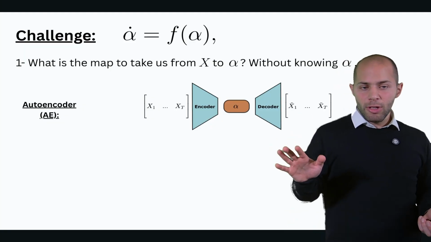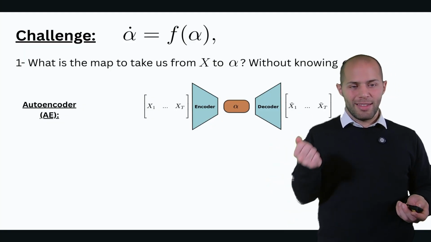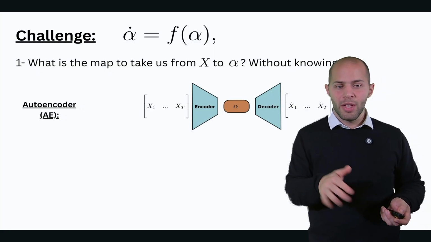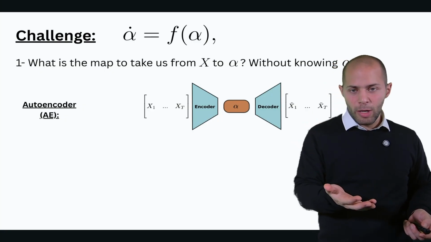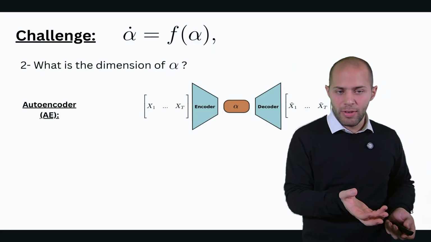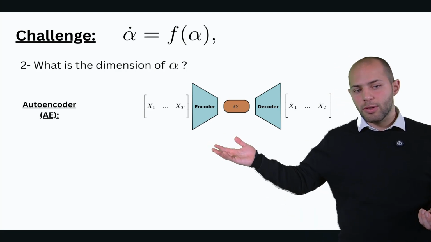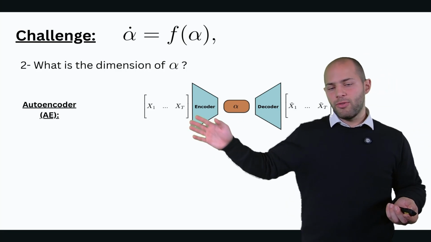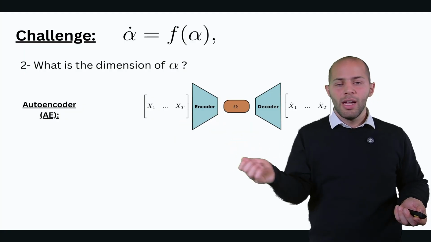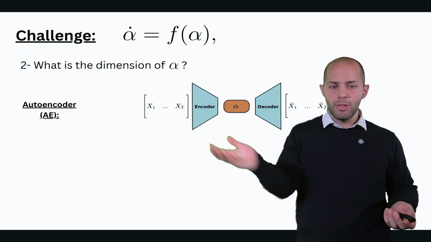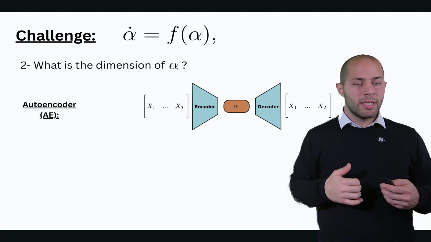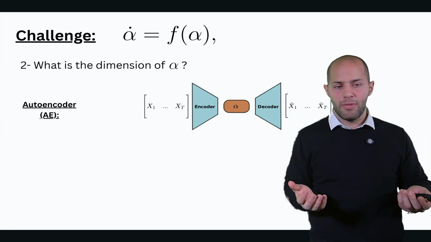Now, this solves the first question, which is how to find the map that takes us from X to alpha, but we still have a big problem, which is how to find the dimension of alpha. If I know that I only have 10 important values, then we can just do this, right? Because the encoder is going to take me from the space of X to 10 values, and then the decoder is going to take me from 10 values to the reconstructed space. But how do I do if I do not know the dimension of alpha a priori?